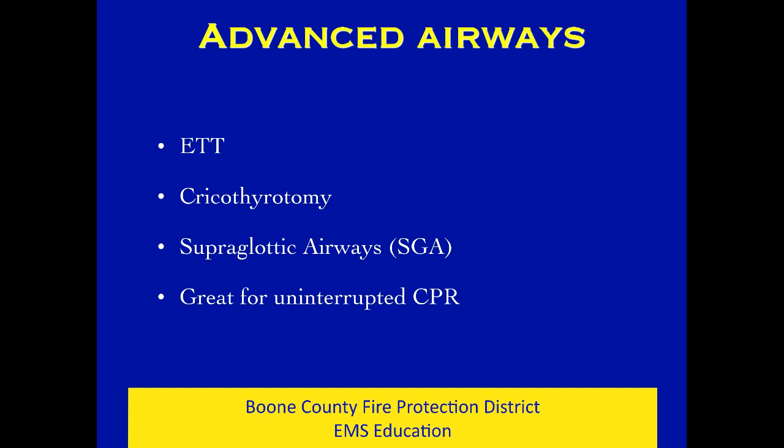Our fire department carries a King LTSD, and so the King airway is our supraglottic airway, and these are airways that are above the glottis. Supra meaning above, glottis meaning the vocal cords and the opening to the lungs. So these are placed above that, not through that like an ET tube, or past that like a cricothyrotomy. But the SGAs are a skill that EMTs possess.